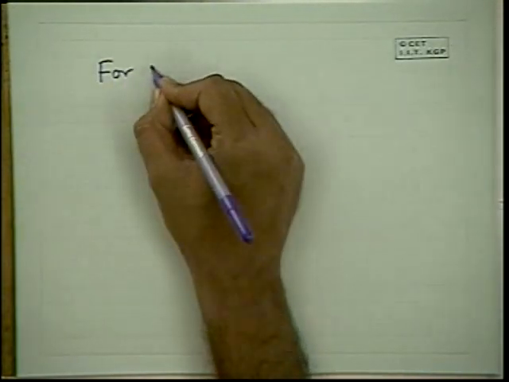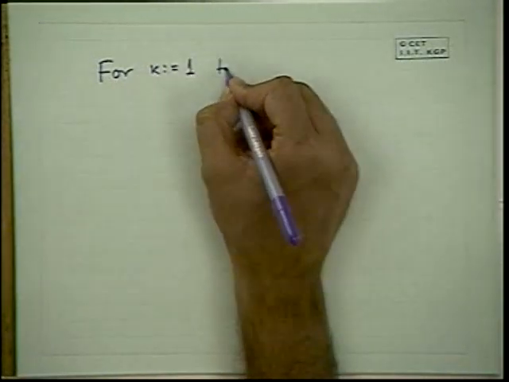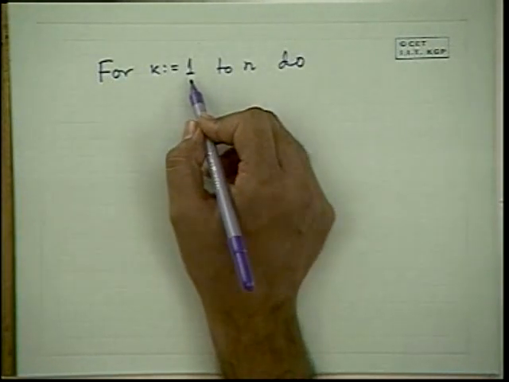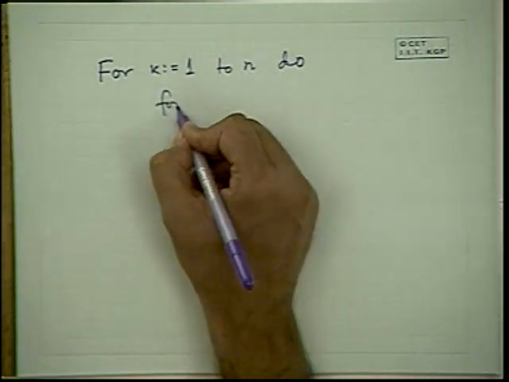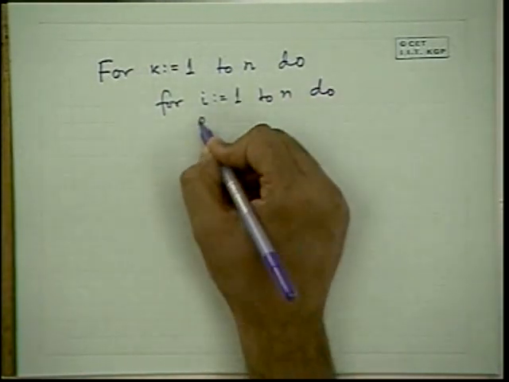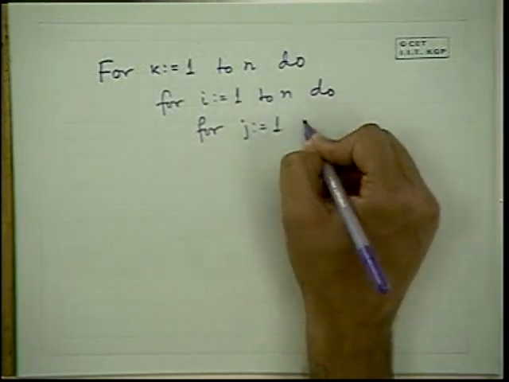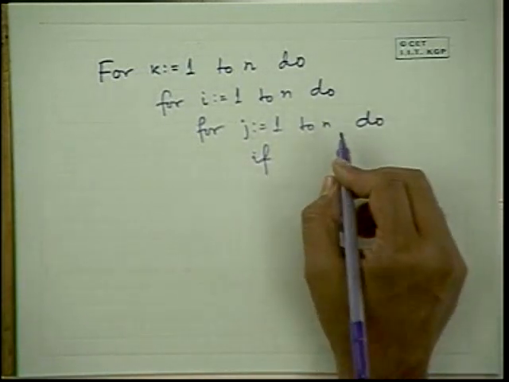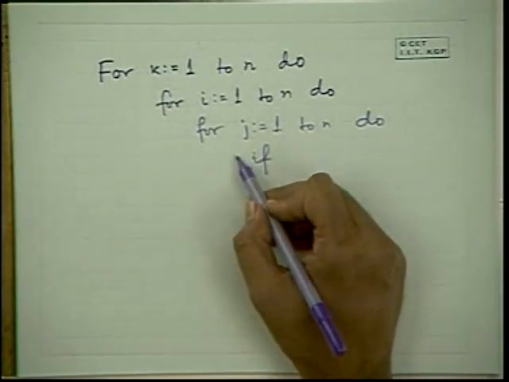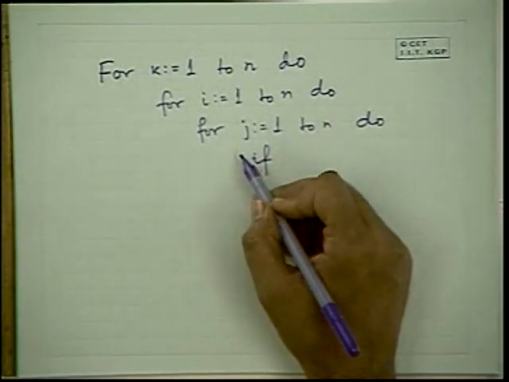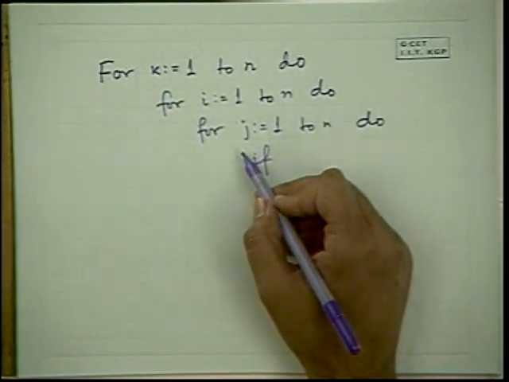So for k equal to 1 to n, do. This is the uppermost iteration, checking whether the vertices are less than or equal to k or not. There should be another one, i equal to 1 to n, do. Another one for j equal to 1 to n, do. Here is the check. So what is the iteration here? You are doing the kth iteration here between i and j, checking whether there exists a path which goes through the vertices whose indices are less than or equal to k.